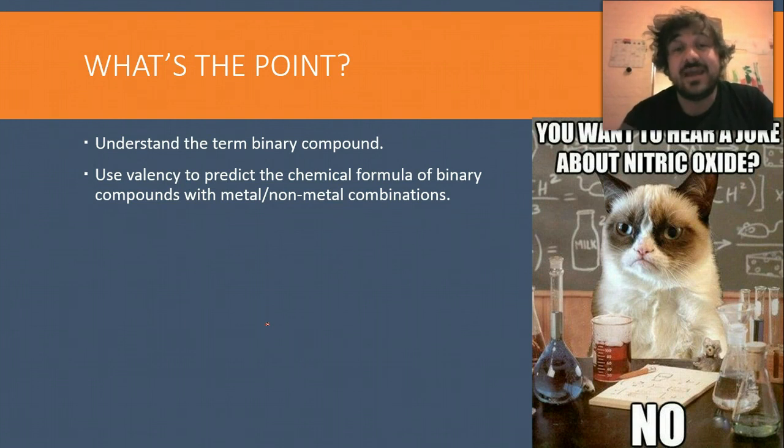We want to be able to name binary compounds. And we want to use the valency to predict the chemical formula of binary compounds when we're talking about metals and non-metal combinations.